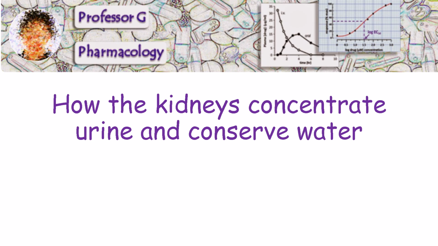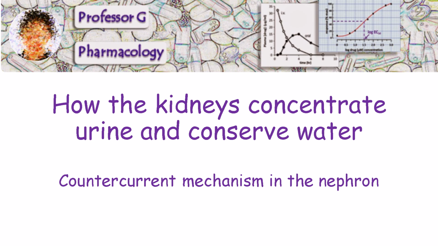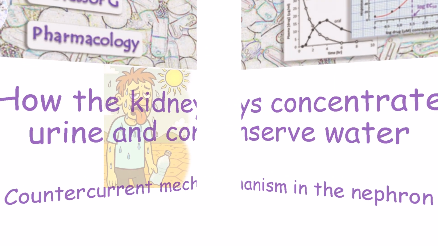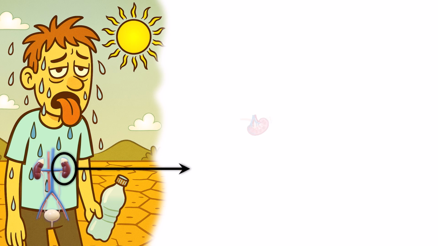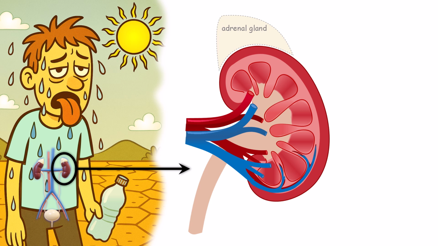Today we're going to explore one of the kidney's most remarkable feats, how it uses the countercurrent mechanism in the nephron to concentrate urine and conserve water, especially when every drop counts. Ever wondered how your body holds on to water when you are dehydrated? Your kidneys perform a brilliant trick to concentrate urine, thanks to a process called countercurrent multiplication.